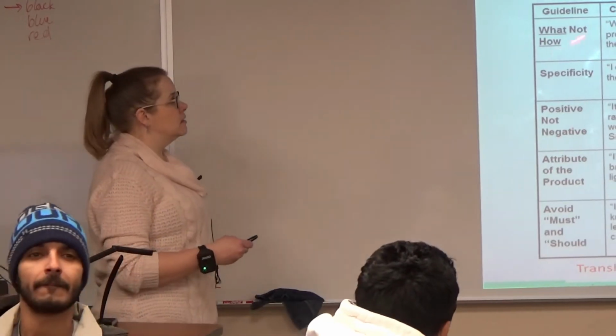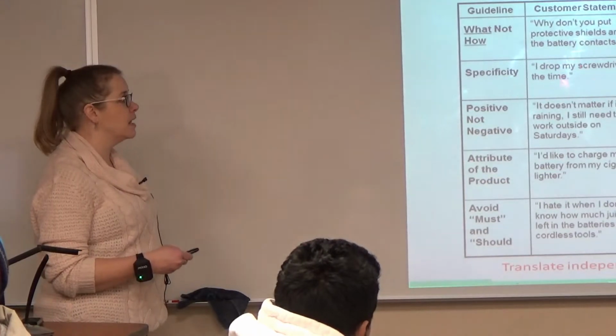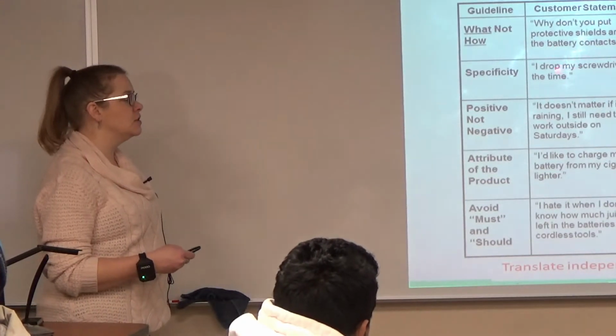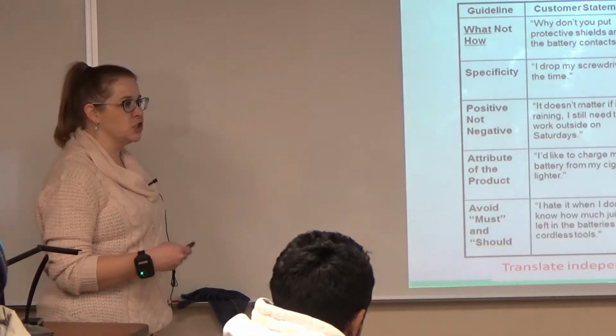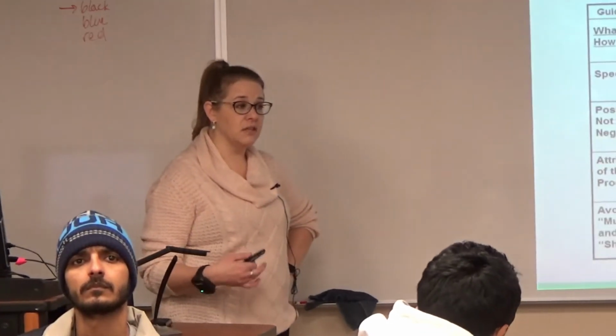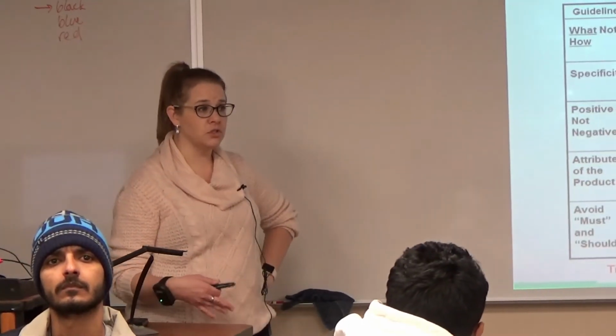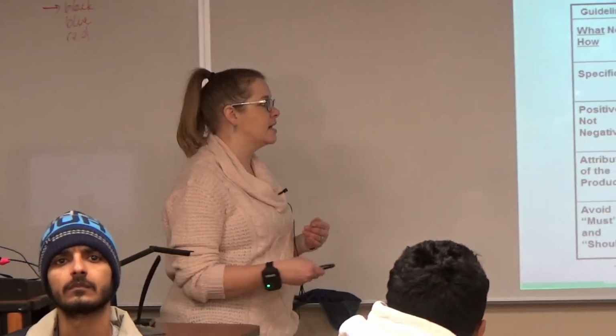How do you interpret that data? So what you need to figure out is what, not how. So the customer might say something like, why don't you put protective shields around the battery contacts? Well, that's kind of already suggesting a solution. Your customers are going to do this. They're going to suggest a solution. But as a designer, you need to understand that that's not the way to go. So you need to interpret that and figure out, well, what are you trying to get out of that exactly?